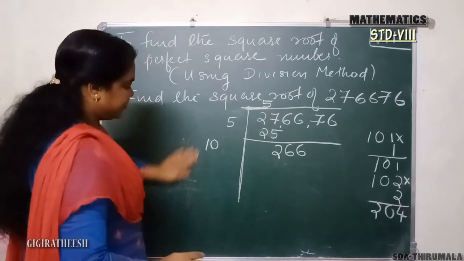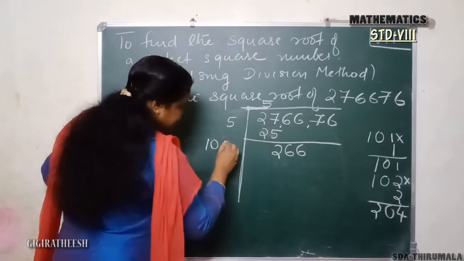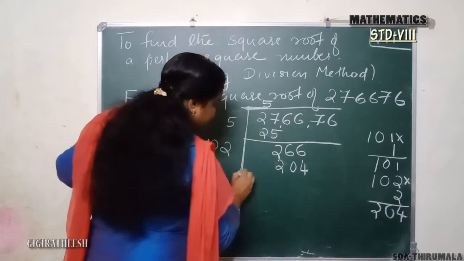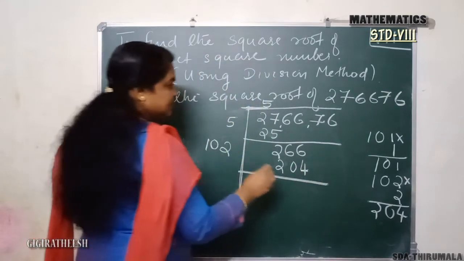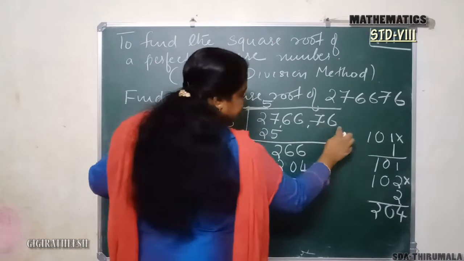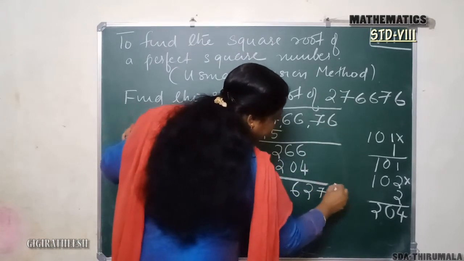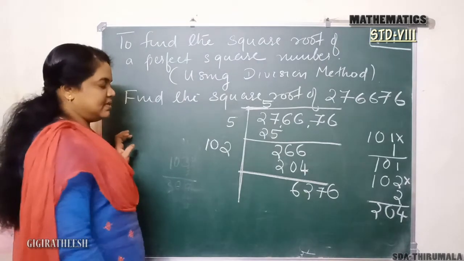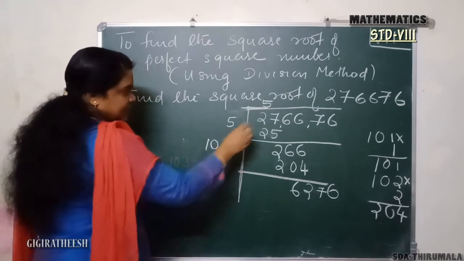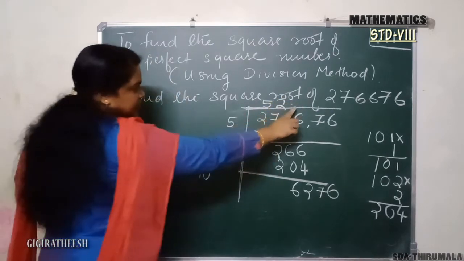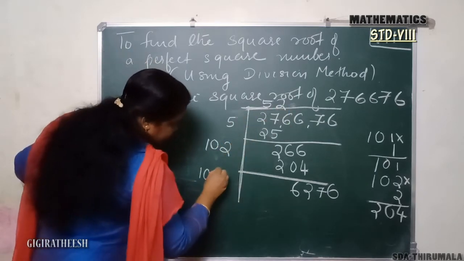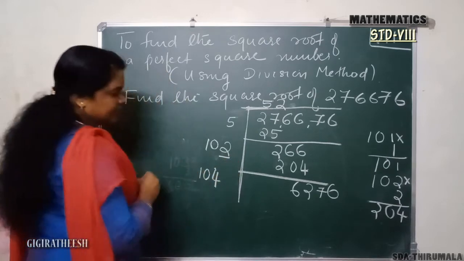So take 2 here, multiplied with the 2, and we get 204. Then subtract it, and we get 62. Then take the 76 downwards, and we get 6276. After that, take the 10 here, and we select 2 here. Then take the double of this 2, that is 4.